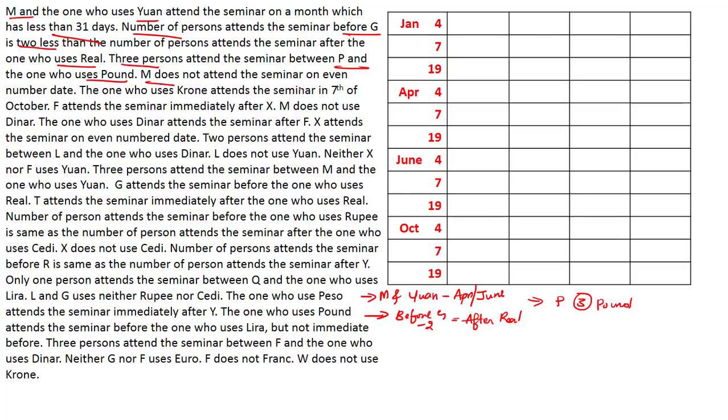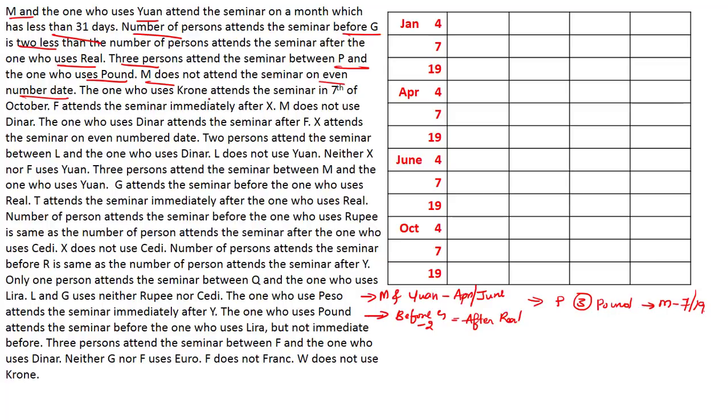The next one is M does not attend the seminar on an even number date. So see here, M is not going to attend the seminar on an even number date. That means M cannot be on 4th. So M has to be either on 7th or 19th. So let me write it here. M can be either on 7th or 19th of any month. So M cannot be on 4th of any month. So we already know that M can be either in the month of June or April. But then once again M cannot be on 4th. So therefore M can be either on 7th or 19th of any month. I hope you got it.